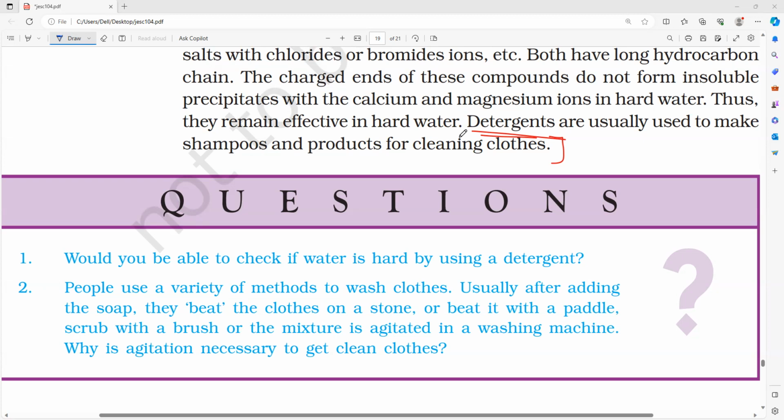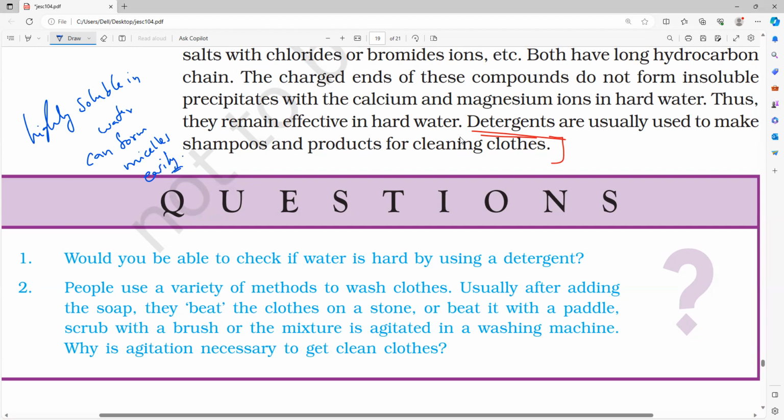Next, third point. Detergents are highly soluble in water, so they can form micelles easily. That means the cleaning reaction is very fast.